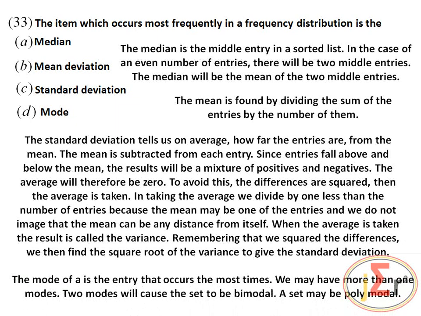The mode is the entry that occurs the most times. We may have more than one mode. 2 modes will cause the set to be bimodal. A set may be polymodal. That means we can have quite a few entries occurring the most. So the mode is the one that occurs most frequently and may not be just one. We may have 2 or even quite a few more than 2 entries occurring the most times.